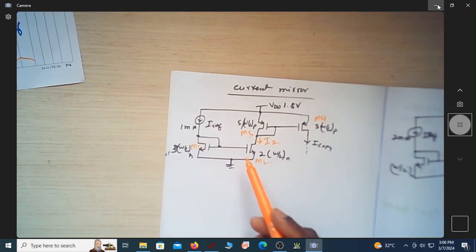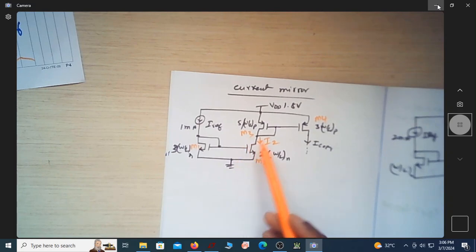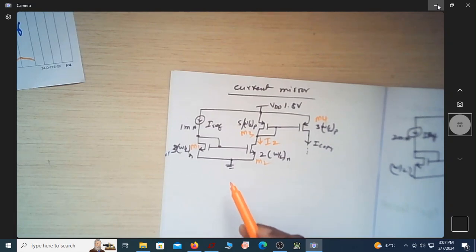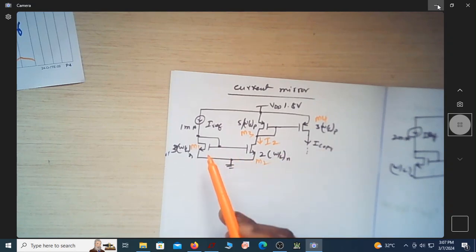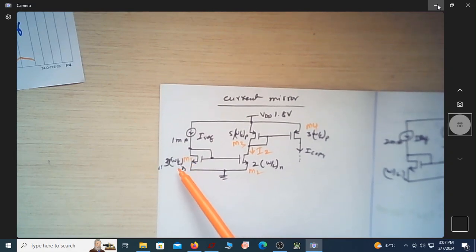Let us see in these current mirror circuits. How do we find out the current that is mirrored in different combinations of NMOS and PMOS? We are asked to find what is I copy here, with a reference current of 1 milliampere. The W by L ratios of the different transistors are given here.